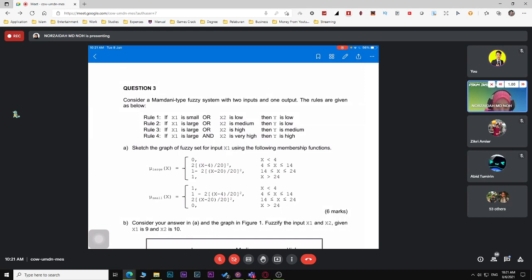Semalam cuti kan? Cuti. Okay, so harapnya hari ini everybody is already in the mood of studying, in the mood of learning.